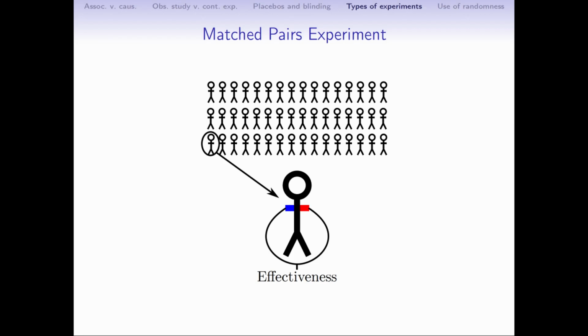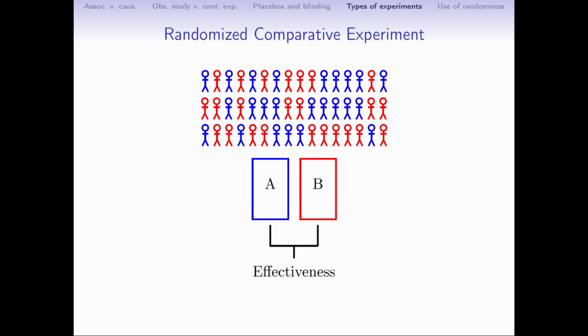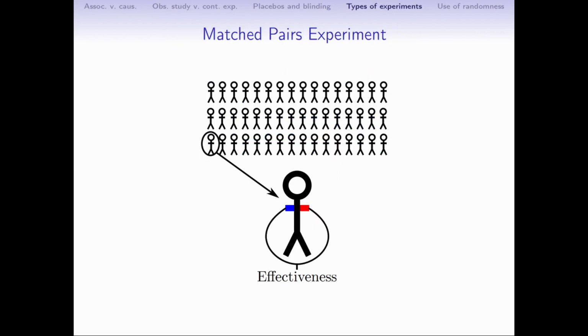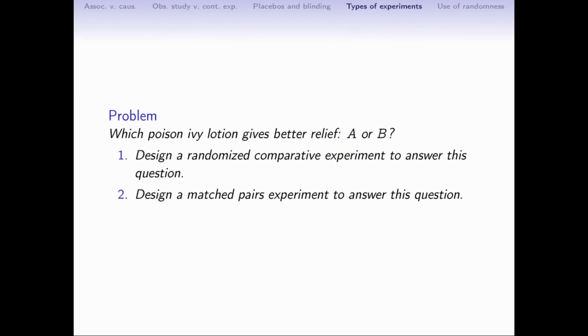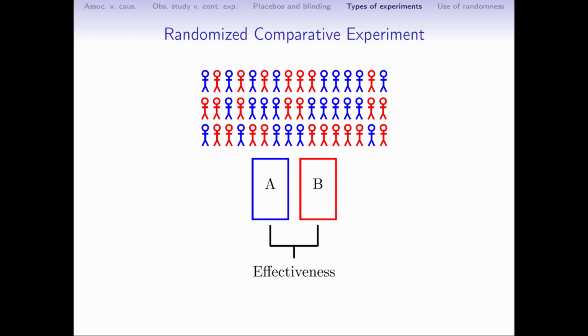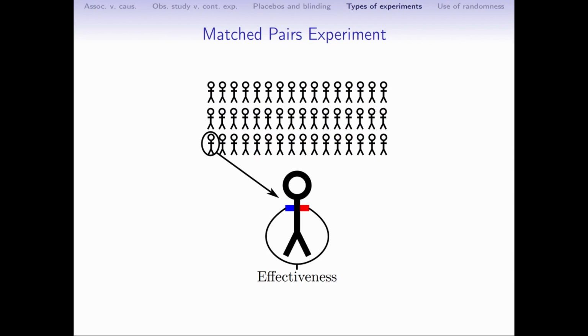Now, most of the work we're going to do in this course is going to deal with randomized comparative experiments. That is the most common thing. We will touch on matched pairs experiments as we get near the end of the course. But it's important at this point just to understand that oftentimes we're interested in comparing two things, in this case, lotion A and lotion B. And there are two ways that we could think of conducting this experiment: through randomized comparative methods or through matched pair methods. So that's a difference that we want to note at this point in the course, that there are different ways of conducting these experiments.